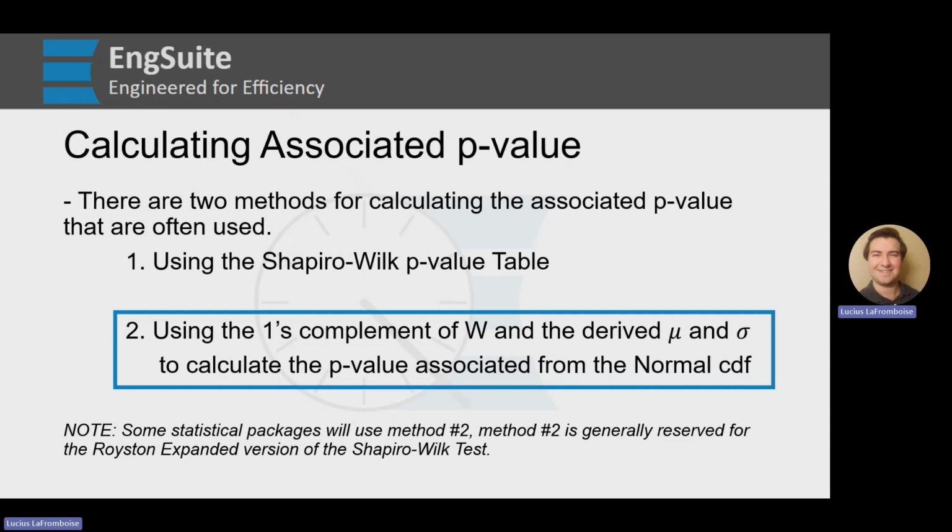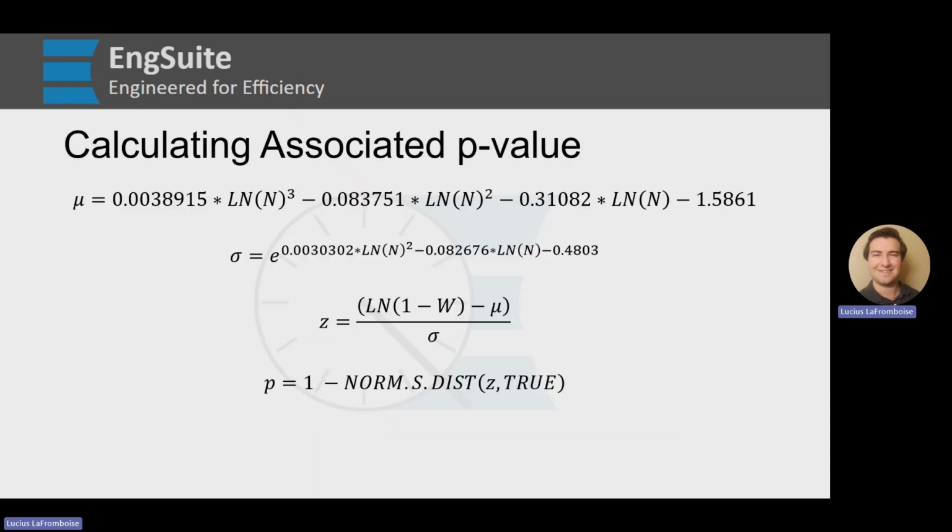Just something to note, though, is that some statistical packages will use method 2. However, method 2 is generally reserved for the Royston expanded version of the Shapiro-Wilk test. However, there are some important power considerations we will get to in a later video based on new research about the Shapiro-Wilk tests and its approximations and their relationships. That is for a later date. Today we are using method number 2.